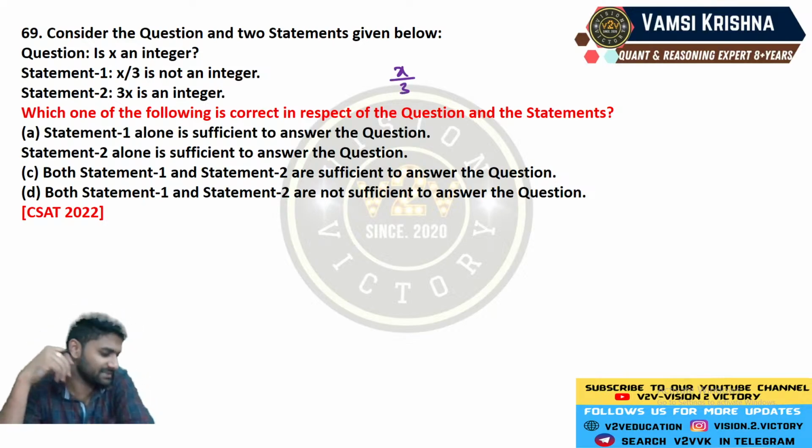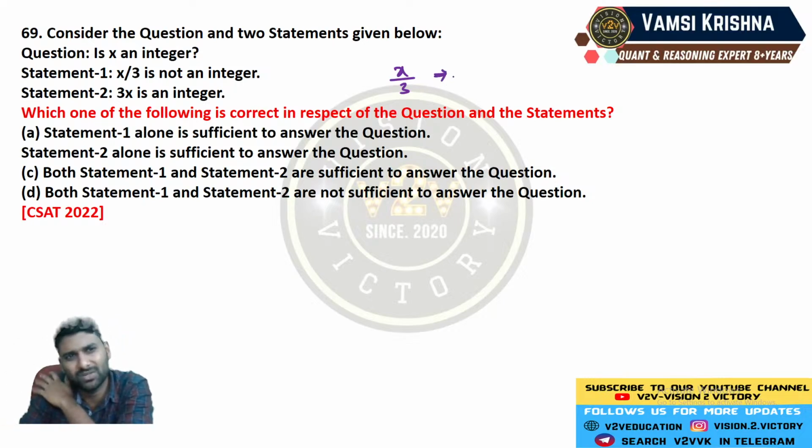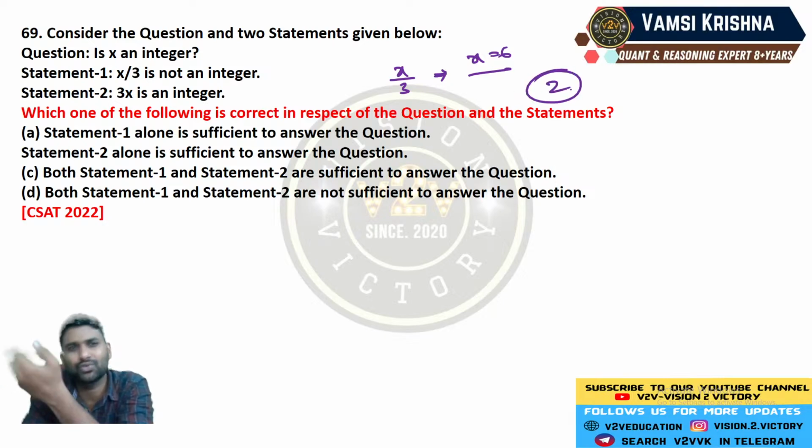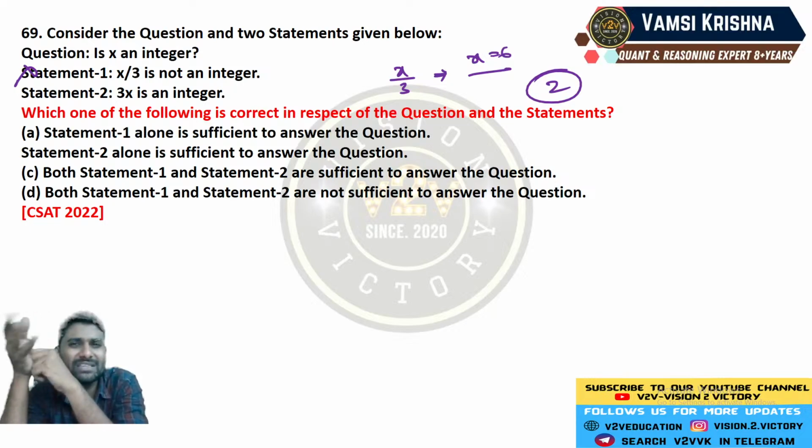Now, x by 3. Just assume, for example, x by 3 is equal to 6, because 6 is an integer. Or take x by 3 is equal to 2, then x is equal to 6. If x is equal to 6, then the resultant is 2, and 2 is an integer. So definitely it is an invalid statement. Guys, remember that if x is 6, then 6 by 3 is equal to 2, which is an integer. But the statement says it is not an integer. That's why that is invalid.